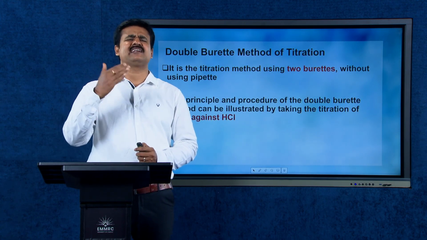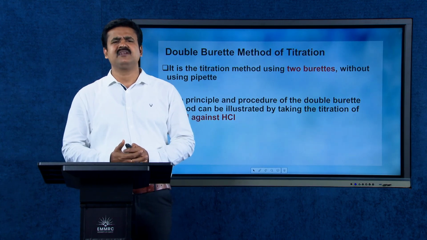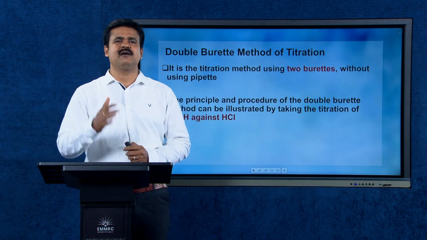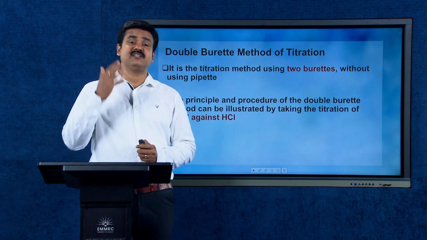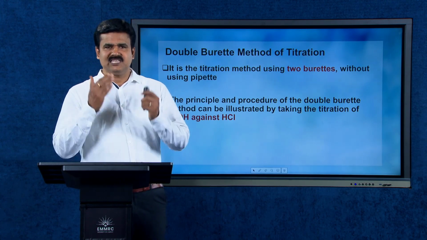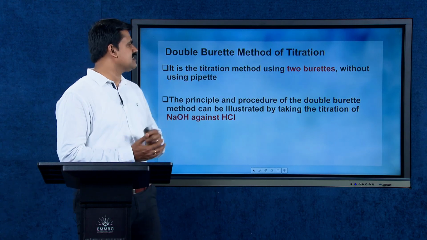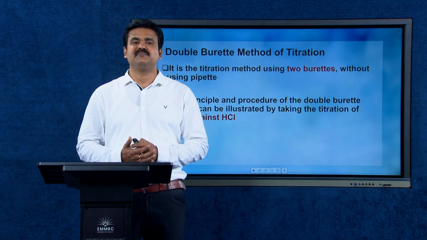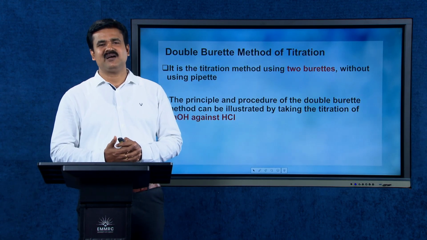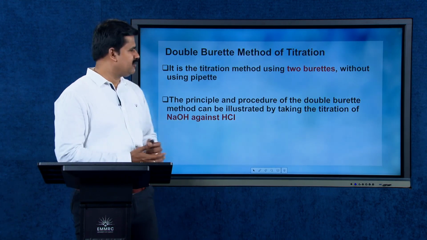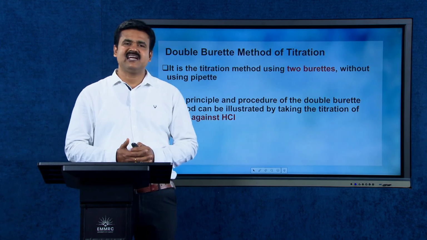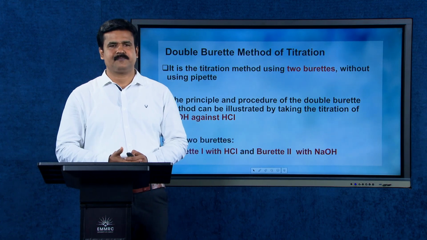In our common titration procedures, we are using one pipette and one burette. However, in the double burette method of titration, we are not using a pipette, but we are performing the titration with the two burettes. The principle and procedure of the double burette method can be illustrated by taking the simple titration, that is the titration of sodium hydroxide against hydrochloric acid.